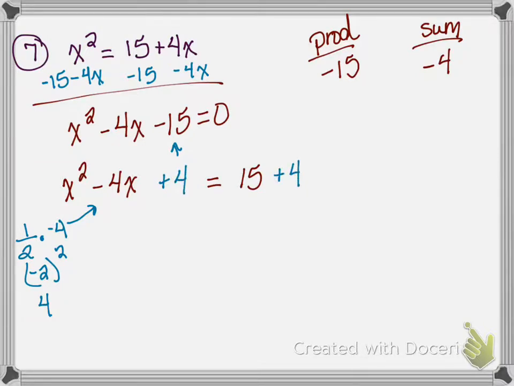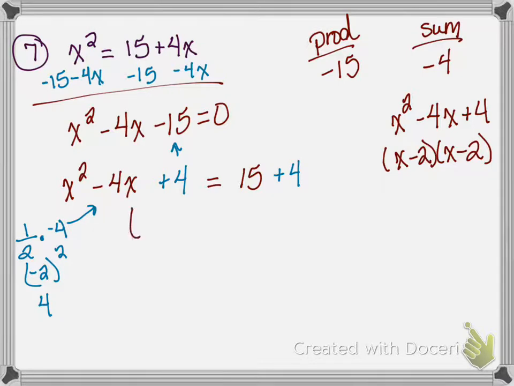And by design, I have created a perfect square trinomial. So I have x squared minus 4x plus 4. That is a perfect square trinomial, and it factors to x minus 2 times x minus 2. Negative 2 times negative 2 give me positive 4. Negative 2 plus negative 2 give me negative 4. Okay, that's why that works. So this factors to x minus 2 squared, and that equals 19, and 15 plus 4 is 19.